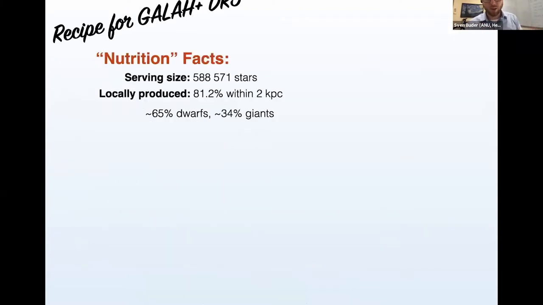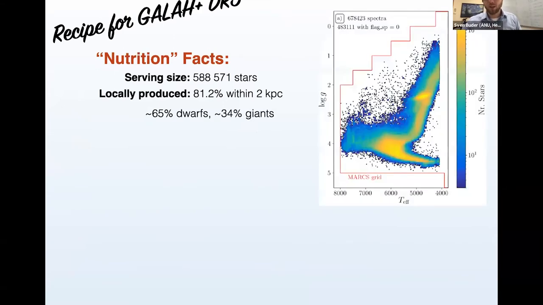And well, since we're using a recipe, I also want to give you some nutrition facts. So the serving size of our data set is almost 600,000 stars. We're proud that they are quite locally produced. More than 80% of these stars are within 2 kiloparsec. 2/3 of them are dwarfs and 1/3 of them are typically giants.